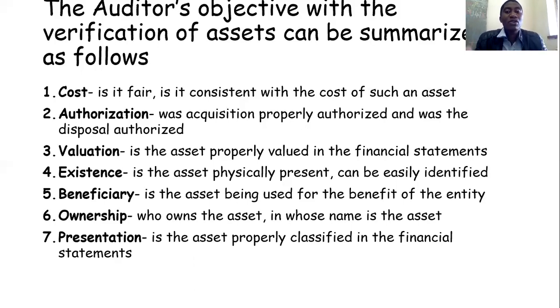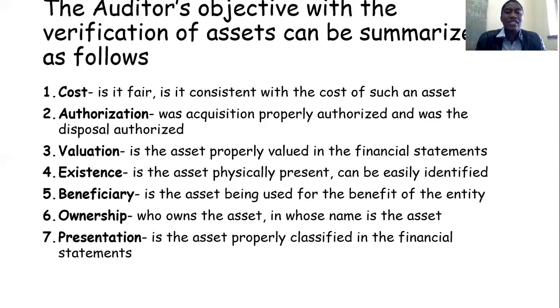Or probably it's a motor vehicle that has been authorized to be used in one of the departments within the university, right? Is it serving that department? Probably it's the department of artificial insemination. Is the motor vehicle being used to go for field trips to inseminate animals, right? That is the authorization for usage.